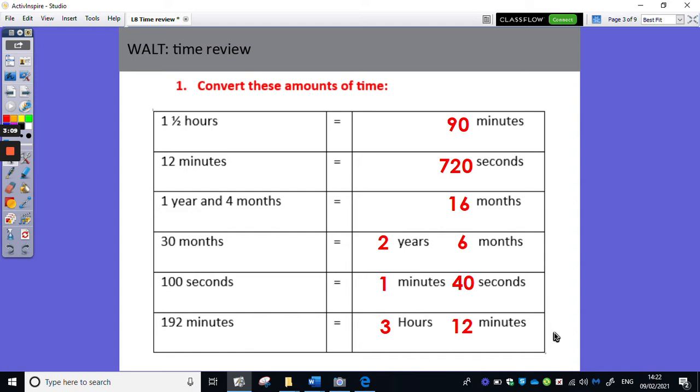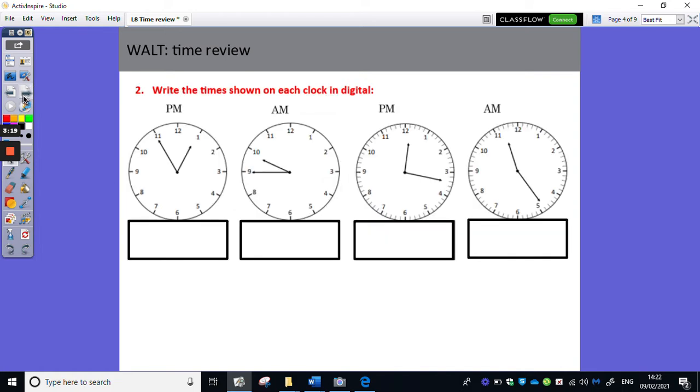Okay, hopefully you're feeling confident with that, because we have spent a few lessons looking at that and we have been practicing, and we will keep doing that when we get back to school in our maths meetings. But let's move on to question number 2.